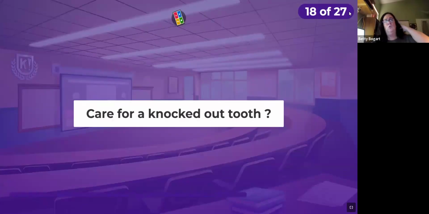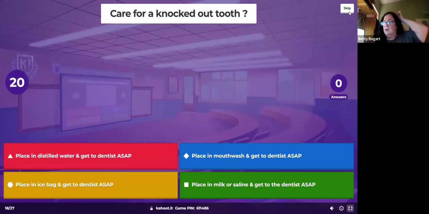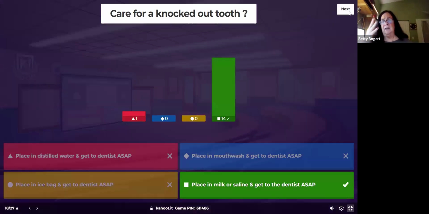Care for a knocked out tooth. What do you do? My tooth came out. I mean, we've already decided that the first thing is that it has to be cold milk. If there's no cold milk there, the second best thing is saline. At least get it into some cold saline. That's an isotonic solution. They also say don't touch the root, only touch the enamel tip of the tooth because you don't want to damage that root at all.